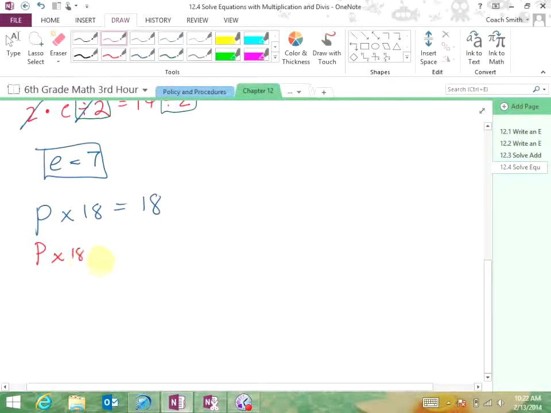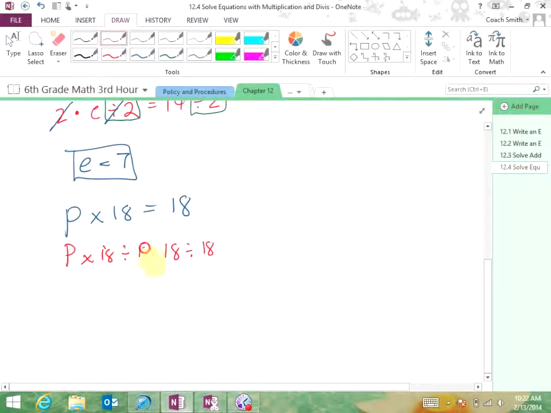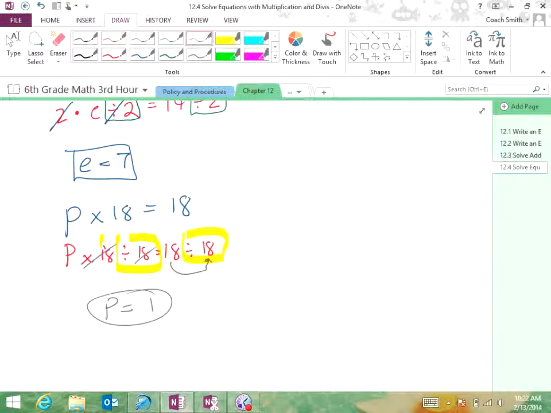P times 18 divided by 18 equals 18 divided by 18. Once again, whoops, my 18's not there. Okay, and so here's your inverse. Well, over here, they just cancel out, leaving me as P, 18 divided by 18, 1. Okay, so mentally check it to make sure that you're correct, but then show the steps, because the steps must be shown.